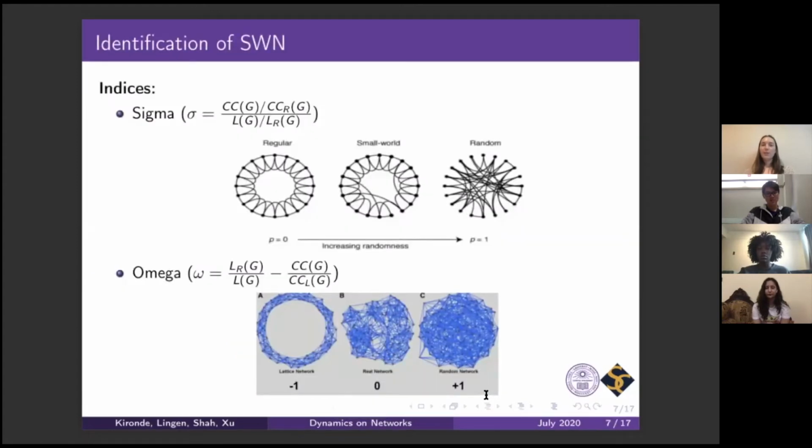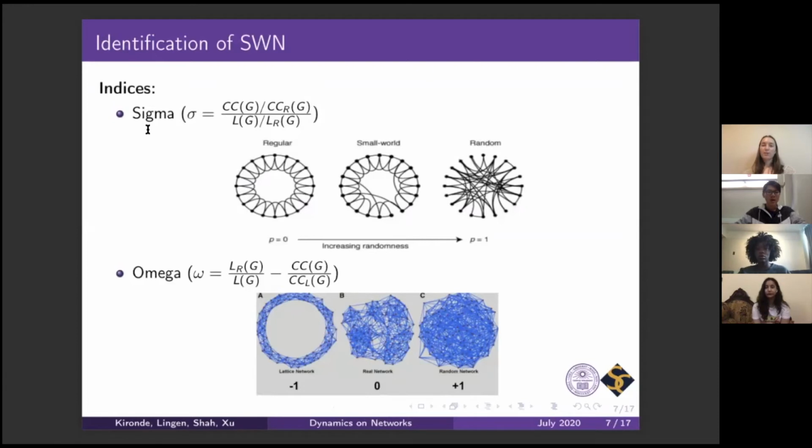Now, to identify what actually is a small world network, researchers use two indices. Sigma was the original index and compares the graph of interest to a randomized version of itself via both the clustering coefficient and the characteristic path length of both graphs. These randomized graphs are formed through the classic Erdos-Rényi model, where each possible pair of nodes in the graph has a probability p of generating an edge.